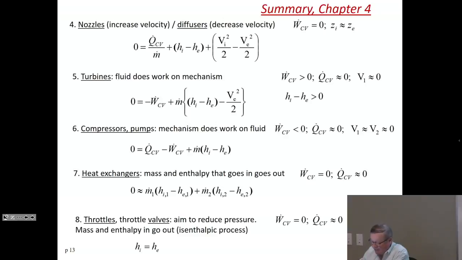And finally, we have throttles and valves that aim to reduce the pressure, but anytime you have a throttle, you conserve enthalpy, and of course you conserve mass. What you change is pressures, flow rates, things like that.